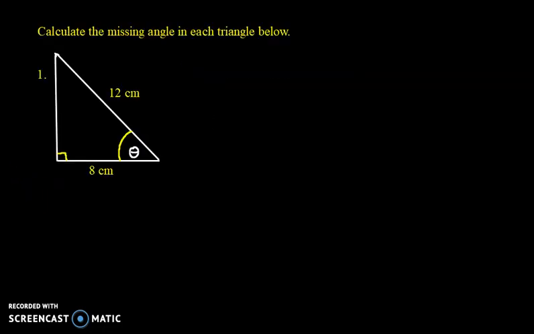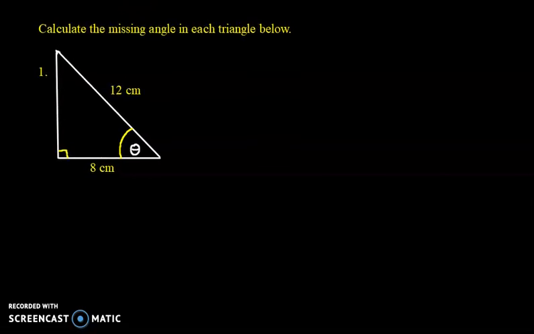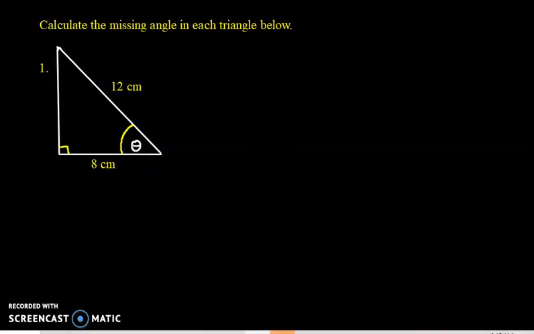So let's move into our first question. Calculate the missing angle in each triangle below. I have 3 examples, and this is the first one. The first thing you'll need to do is identify the trig ratio that you need to use. So let's go ahead and carry that out.